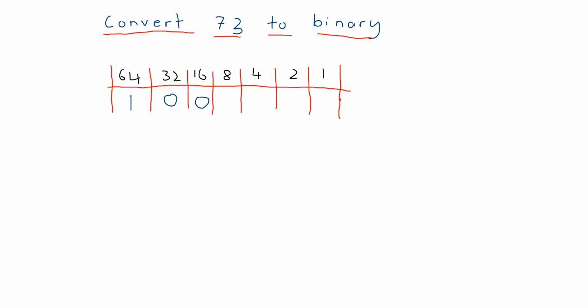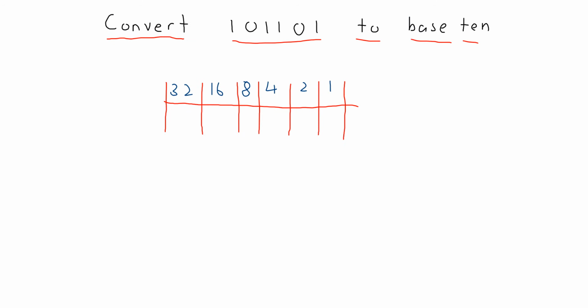64 and 8 is 72, and now I only need one more, so I can't have a 4, I can't have a 2, but I can have a 1. So 73 is 1, 0, 0, 1, 0, 0, 1. Okay, so let's try another one. This time I've got some binary number and I want to work out what it is in our regular old base 10.